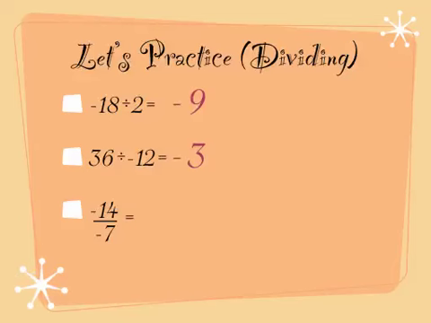The third example is division. It's read as -14 divided by -7. Here I have a negative divided by a negative, which means that I have same signs, so my answer is going to be positive. And 14 divided by 7 is 2.